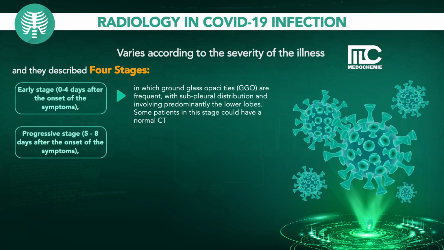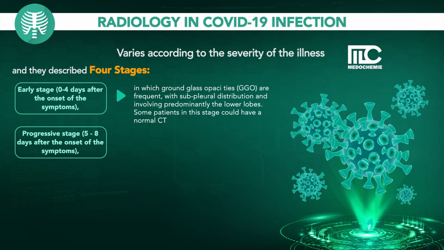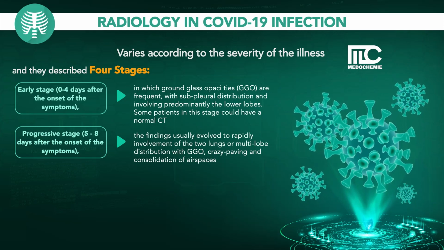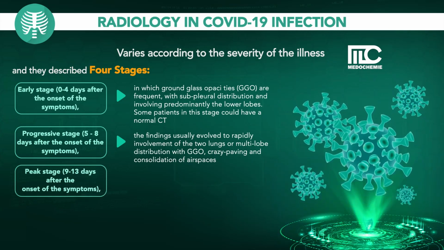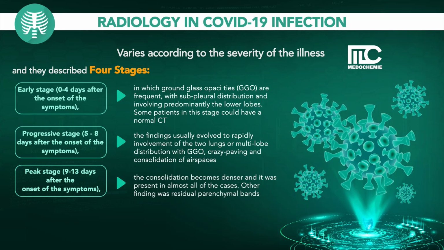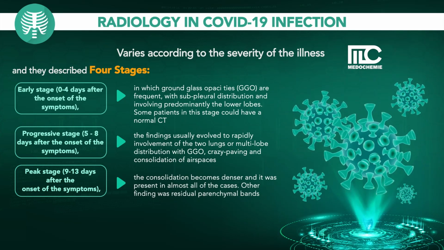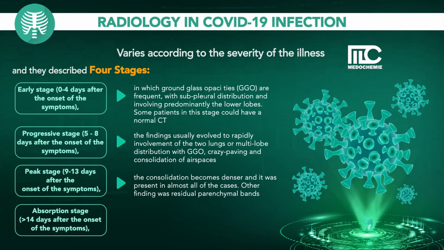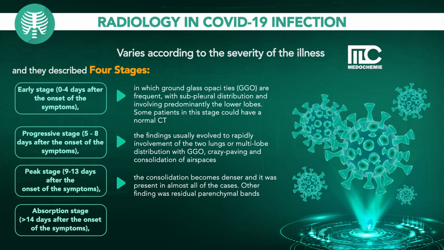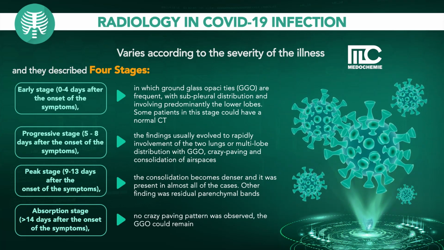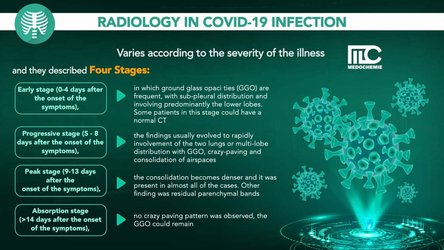Second is the progressive stage. From 5 to 8 days of onset of symptoms, we have crazy paving and consolidation of the airspace. Third is the peak stage. From 9 to 13 days after onset of symptoms, the consolidation becomes denser, and it was present in almost all of the cases. The final stage is the absorption stage, more than 14 days after the onset of symptoms. No crazy paving pattern was observed. The ground glass opacity could remain.